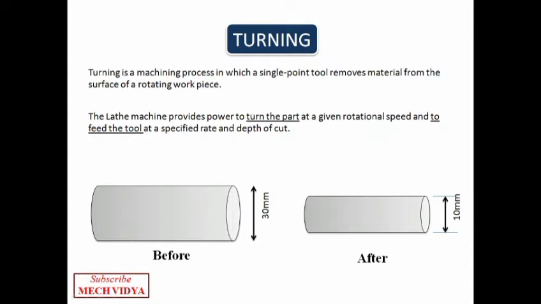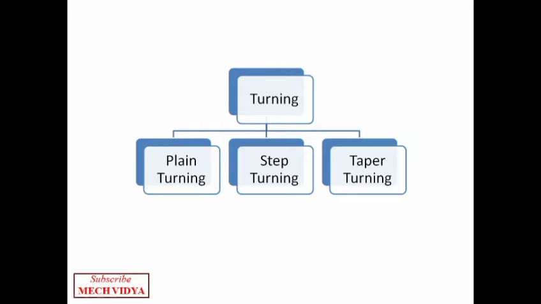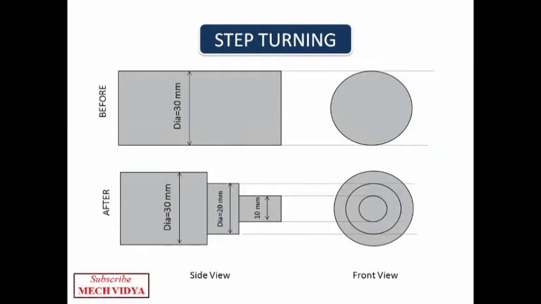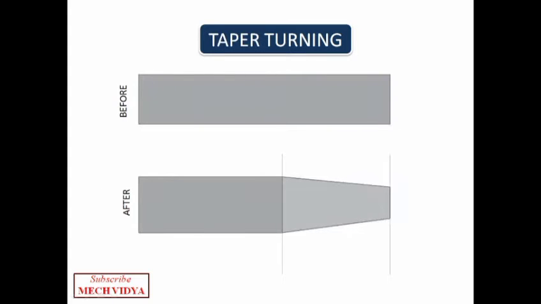Turning is basically done to reduce the diameter of a workpiece partially or fully to maintain close dimensional accuracy, or sometimes to improve the surface finish of the product. Basically, there are three types of turning operations that can be performed, which are plane turning, step turning, and taper turning. In plane turning, we simply reduce the diameter of the workpiece uniformly, whereas in step turning, we reduce the diameter of the workpiece in steps, as you can see in this figure. Next, in taper turning, up to a particular length, we uniformly reduce the diameter of a workpiece.